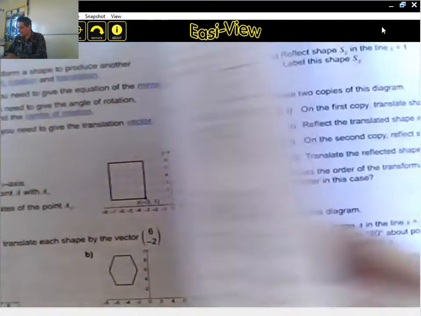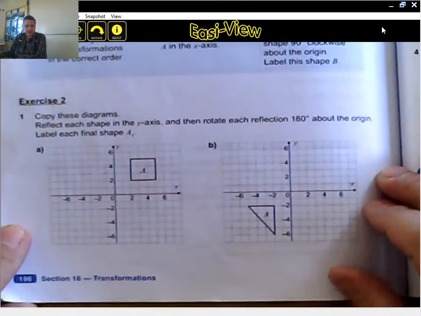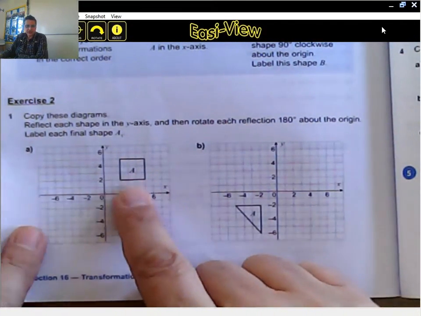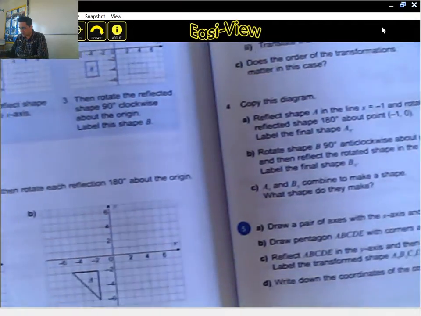So that's that. What else we got? Combined transformation. I know a number of you are onto this. Here they want you to do one thing and then another. So question 1's worth doing, question 2 and question 3, and then just stop. That's exercise 2 on page 196.